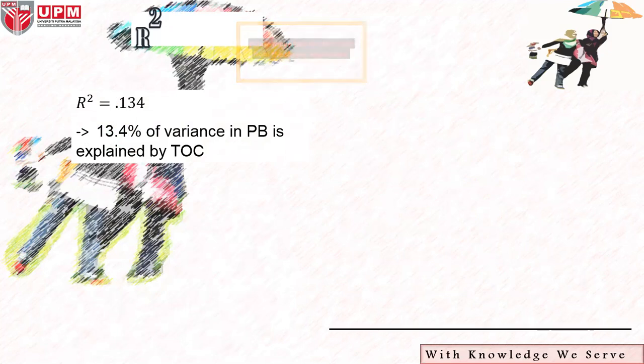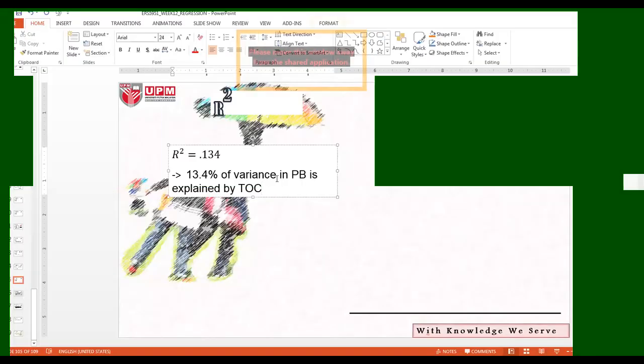For R square equals 0.134, we can say that 13.4% of variance in philanthropic behavior is explained by TOC and AOC. This is the overall contribution.